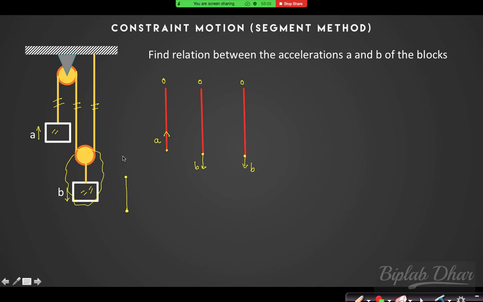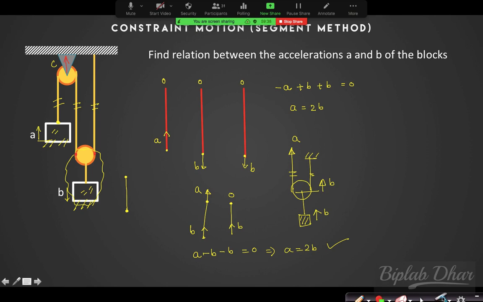Now tell me, what will I write before A, plus or minus? Minus A, because that is going into the length, right? So minus A. What about this B? Plus B. And another B is there. Plus B. So you have got your constraint equation A is equal to 2B. That is so simple.